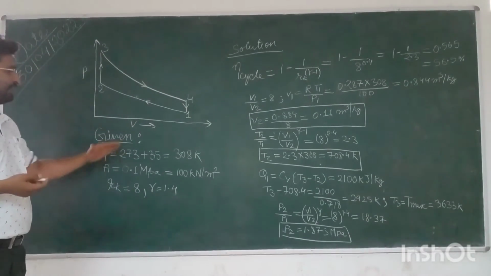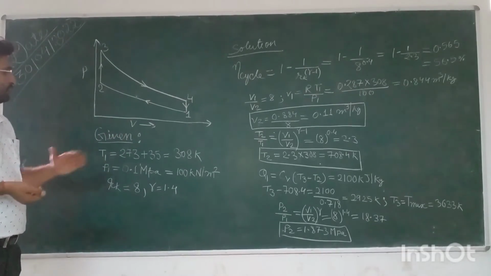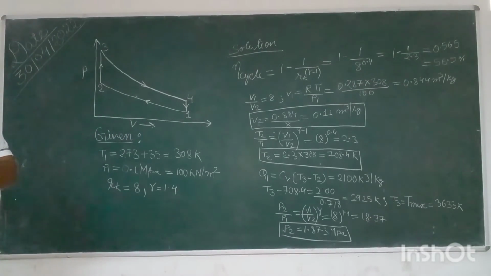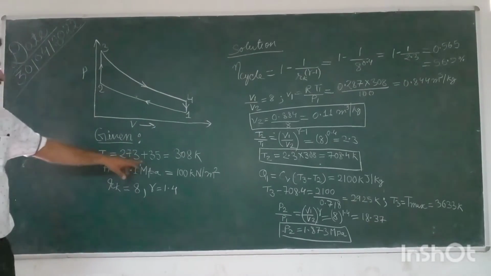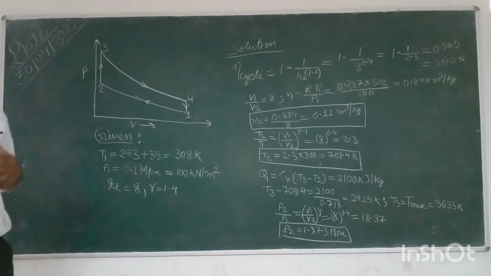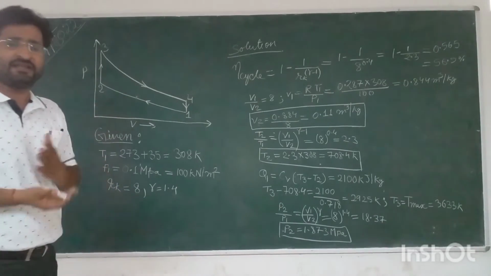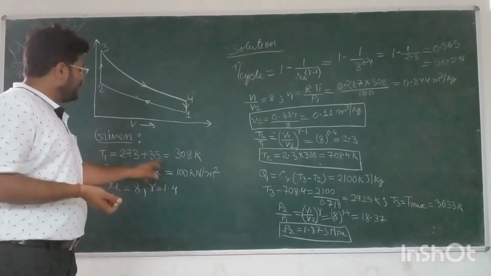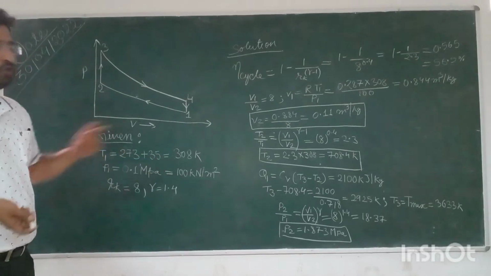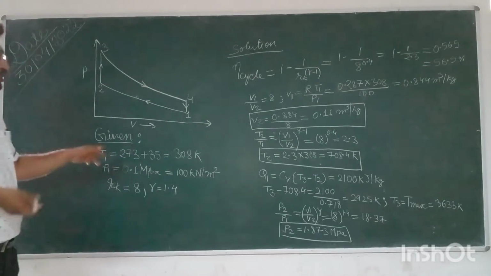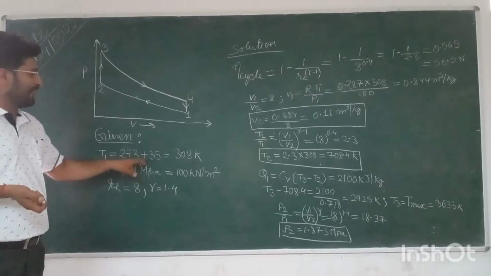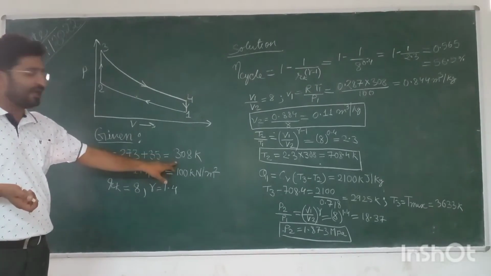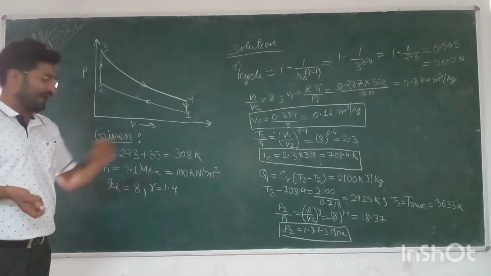The following data are given in this numerical. First, the temperature at the inlet, that is T1. The value of the temperature is 35, in degrees Celsius. For that, we need to convert it first into Kelvin. So, to convert into Kelvin, we have to add 273 plus 35, that will be equal to 308 Kelvin.